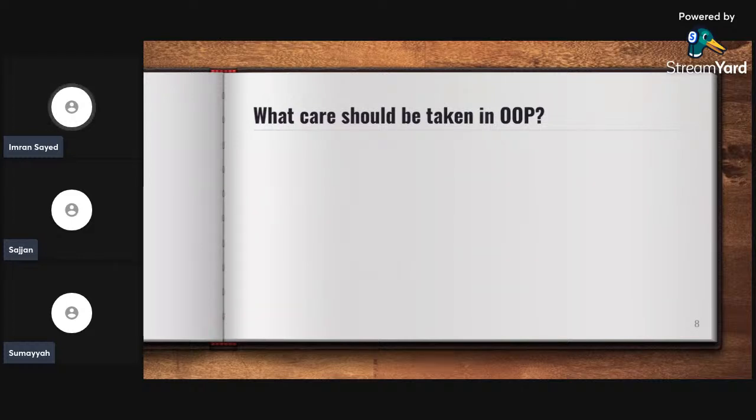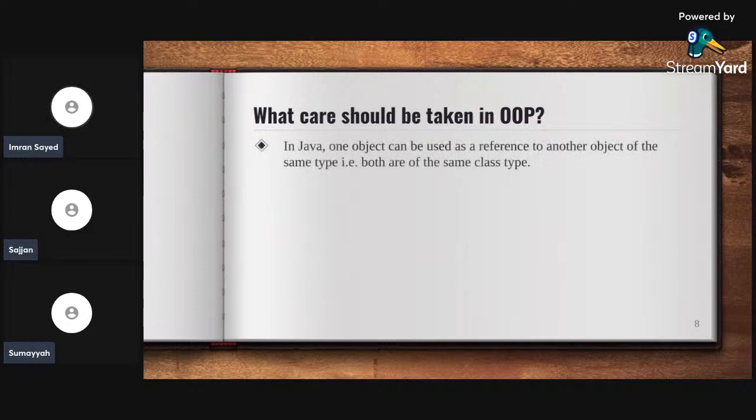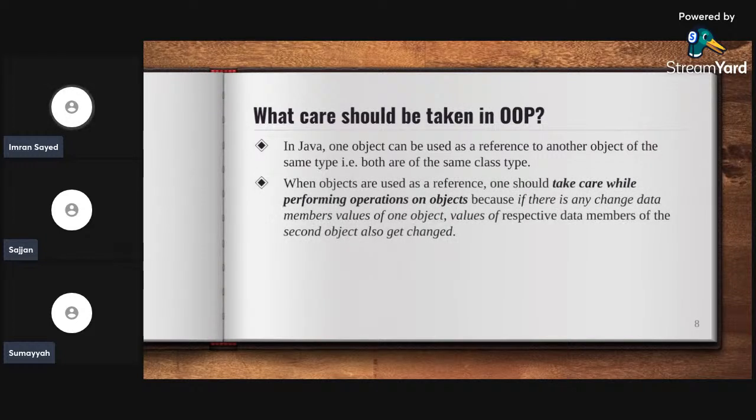Okay, so coming back, what care should be taken in object-oriented programming? In Java, one object can be used as a reference to another object of the same type. This doesn't only happen in Java, but in JavaScript also. When they are both of the same class type and are used as a reference, if there's a change in the data member values of one object, the value of the data member of the other object from which it's been referenced can also get changed. So that's why we should take care while performing operations on the objects.